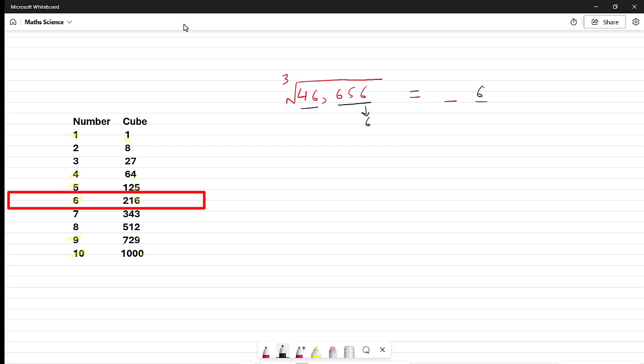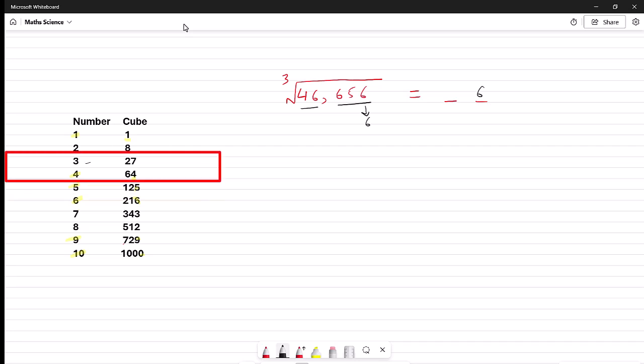And now 46 is between 27 and 64. So we're going to pick 3 here. Remember, we're going to pick the smaller number. So this becomes 36. So the cube root of 46,656 is 36. And to verify your answer, we can just multiply 36 by 36 by 36, and we're going to get 46,656.